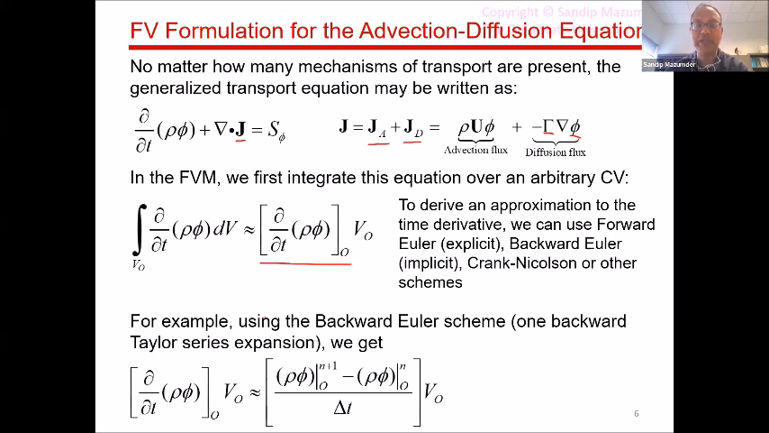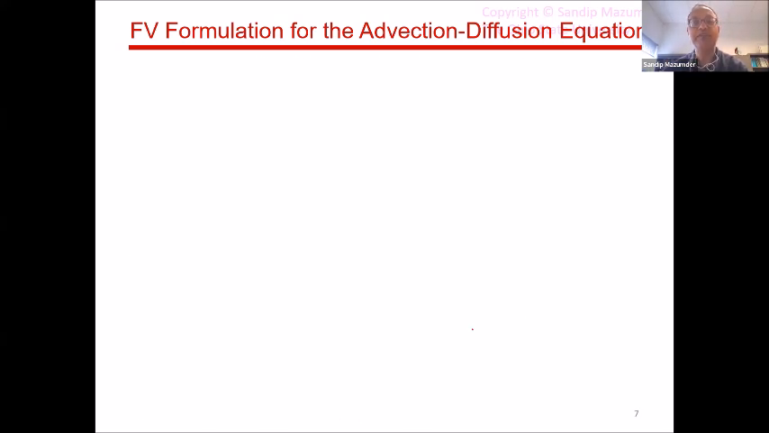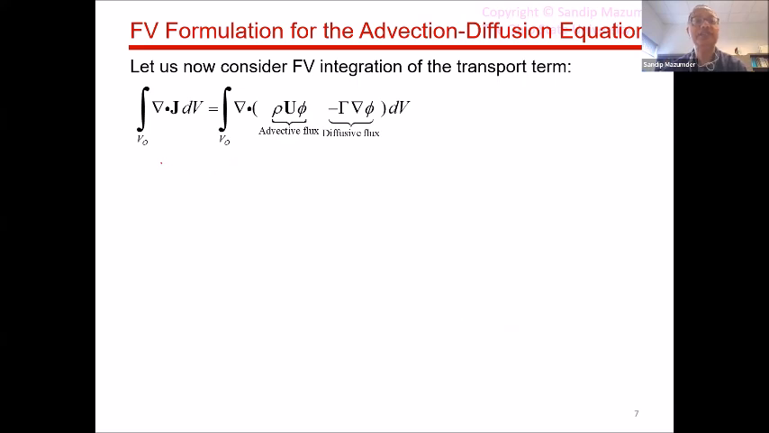Okay, so I'm not going to get into that. And if you use, for example, the first order backward Euler method, then this is what you're going to get. Okay, so basically this is at time index n+1 minus the same quantity at time index n divided by delta t times the volume. So that's straightforward.